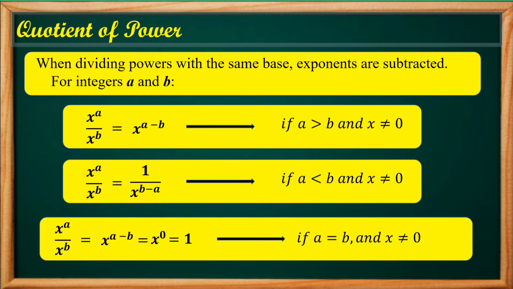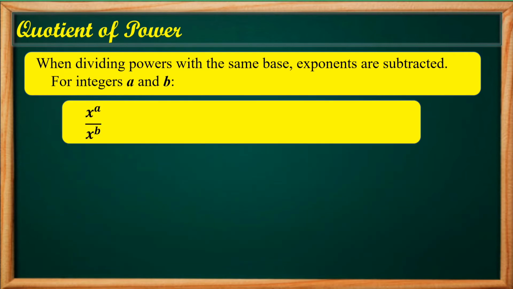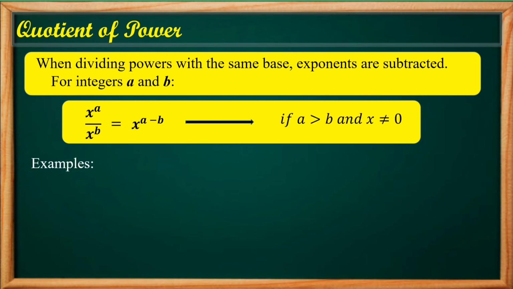Let's have examples here. The first condition that we have, if a is greater than b, then we will apply this one. Example, x raised to 5 over x cubed. The first step is to copy the base, which is x. Our base is x.